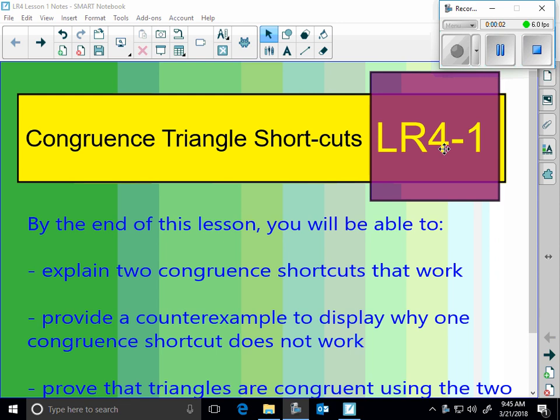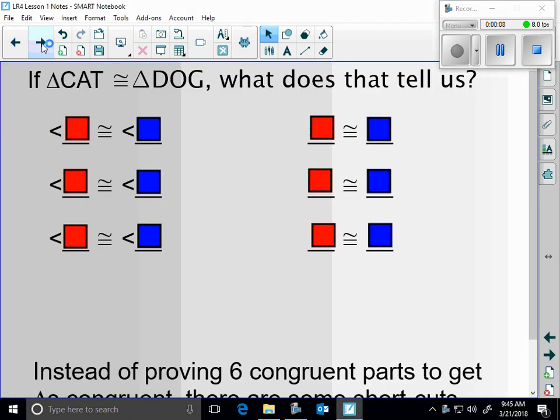Okay, we're rolling. This is LR4, Unit 14, Lesson 1. We're going to talk about shortcuts of congruence. Okay, so if I say that triangle CAT is congruent to triangle DOG, there's 6 things that are true.